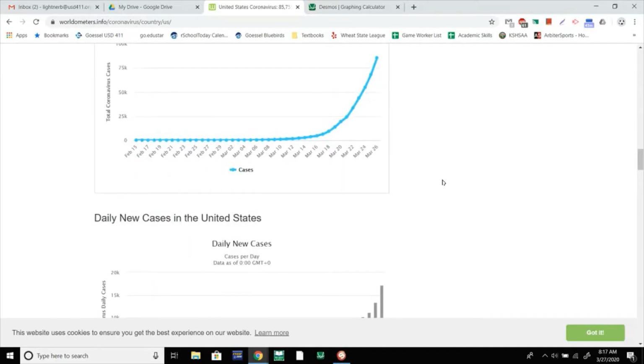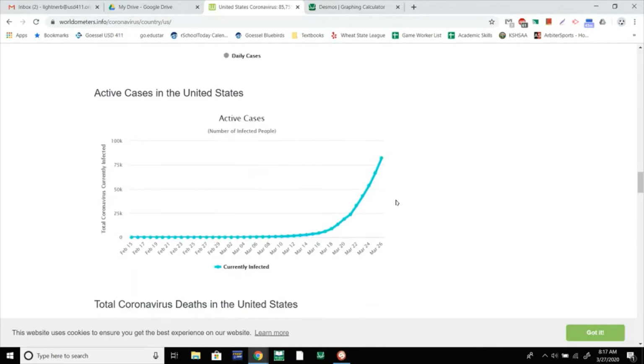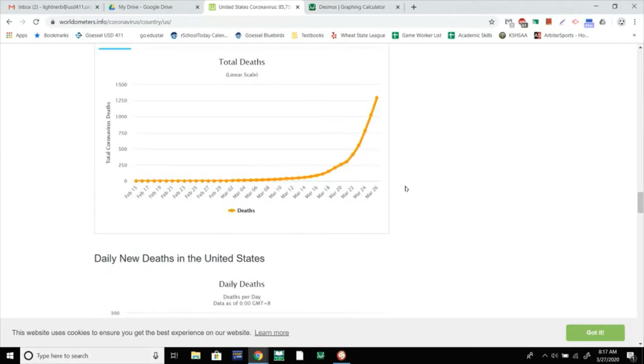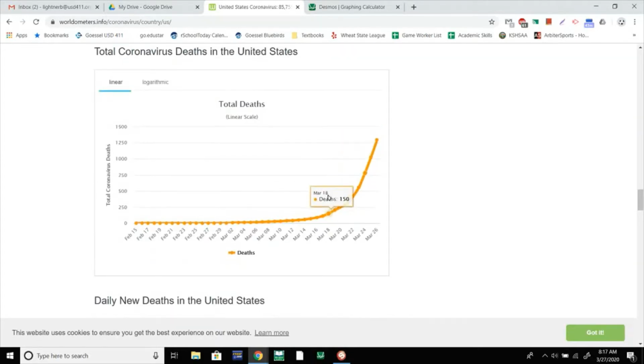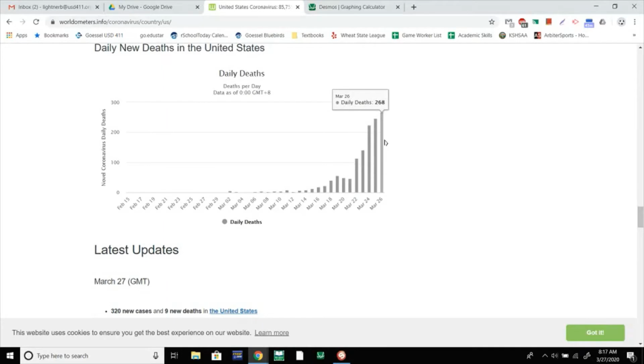But this is the daily new cases in the U.S. Okay, how many are confirmed each day? Active cases, exponential growth. So when they're saying flattening that curve, they're trying to flatten that out so it doesn't grow as exponentially anymore. This would be the total deaths, not the deaths per day, but the total deaths. But the daily deaths are going up right now as well.